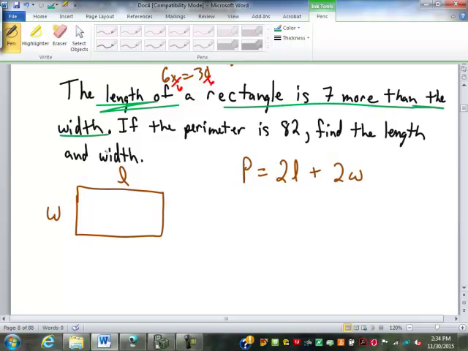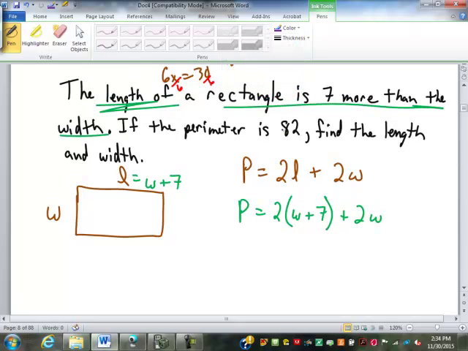Remember, whenever we have 2 or more variables, we have to somehow reduce that down to 1 by coming up with relationships between the variables. So we can define one variable in terms of the other. If the length is 7 more than the width, I'm going to place in here that the length is the width plus 7. So now in this formula, P is going to be 2 times, instead of L, I'm going to put in W plus 7, plus 2 times W.